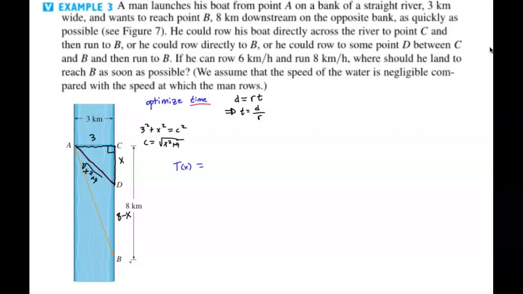And the total time, what we're going to do is going to consist of 2 trips, right? Basically, there's his rowing trip and his running trip. So it's going to be like time 1 plus time 2.